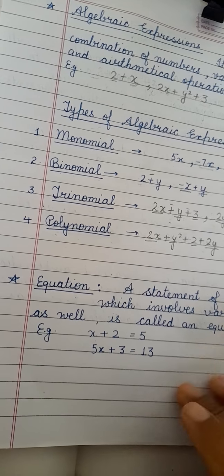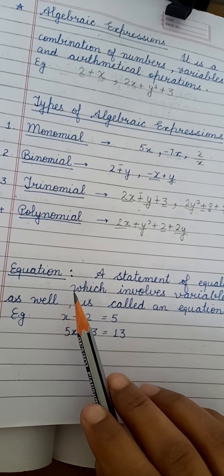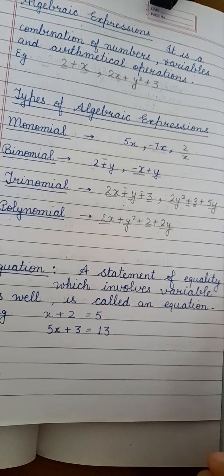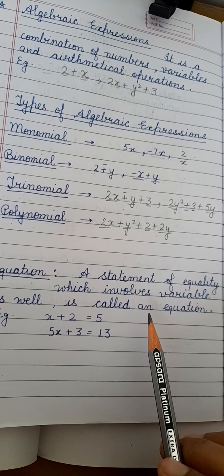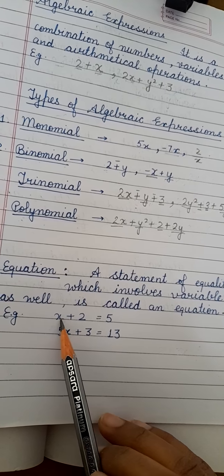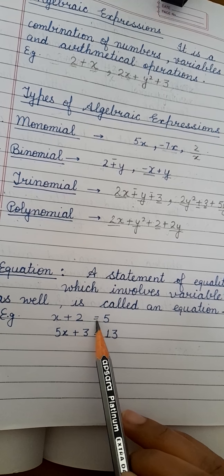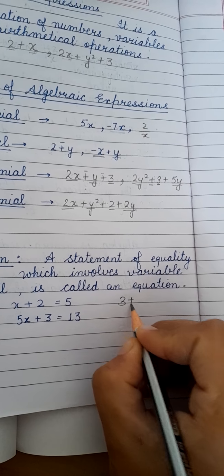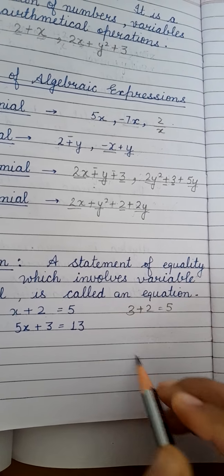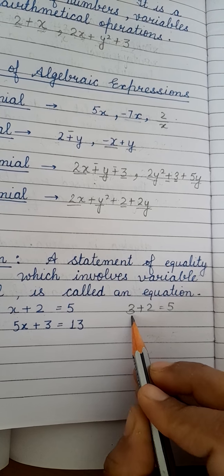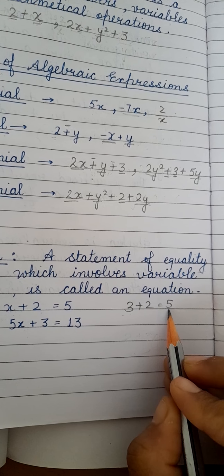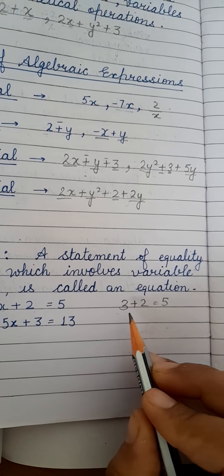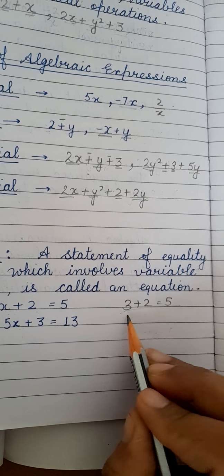Next, very important is your equation. A statement of equality which involves variables as well is known as an equation. Like here, x plus 2 is equal to 5. What is the statement of equality here? 3 plus 2 is equal to 5. If in the branch of arithmetic we study this, 3 plus 2 is always equal to 5. This is called the statement of equality.